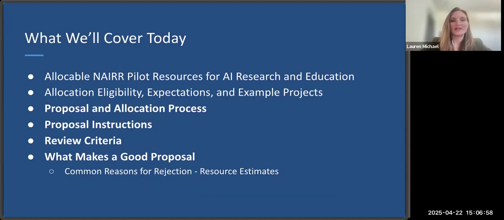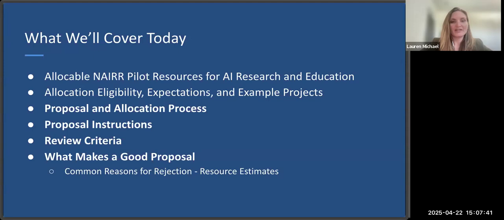Today, we will briefly introduce the types of computing and data resources available through the NAIRR Pilot and discuss more deeply the requirements for proposers seeking access to allocations of these resources for teaching and open science research activities. The majority of the presentation will then focus on guidance for proposing access to NAIRR Pilot resources, with descriptions of the review and allocation process, specific proposal instructions and review criteria, and common reasons for rejection that proposers can avoid by clearly addressing these criteria. A lack of detail in resource calculations has been the most common reason for rejection, and so we'll spend a fair amount of time discussing appropriate resource estimates in the latter portion of this presentation.